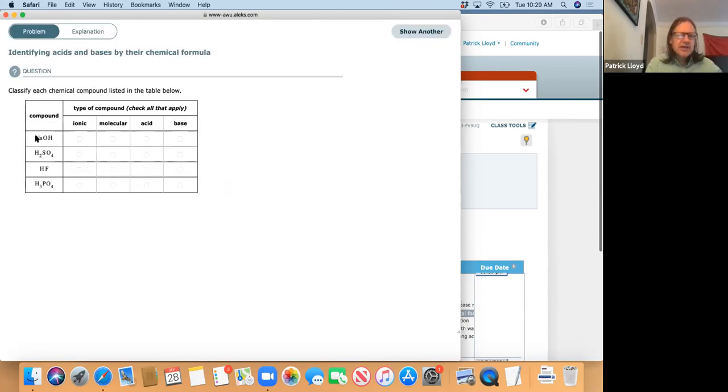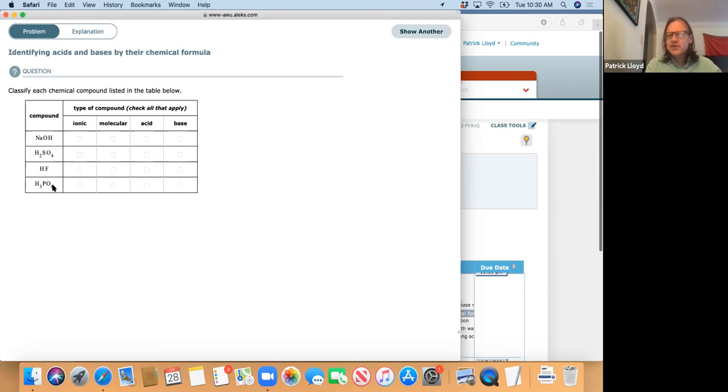Very famous base, right? That's the most famous base there is in nature, NaOH, sodium hydroxide, right? So sodium hydroxide is ionic. It's got a metal with a non-metal, but it is also a base. Bases, at least the ones with the hydroxides, are essentially ionic compounds that have a hydroxide that can dissolve into water. H2SO4, well, we just did that one. It's your molecular acid. HF, another molecular acid, right? You have your H, you have your F, that's an acid, and it is considered a molecular substance.